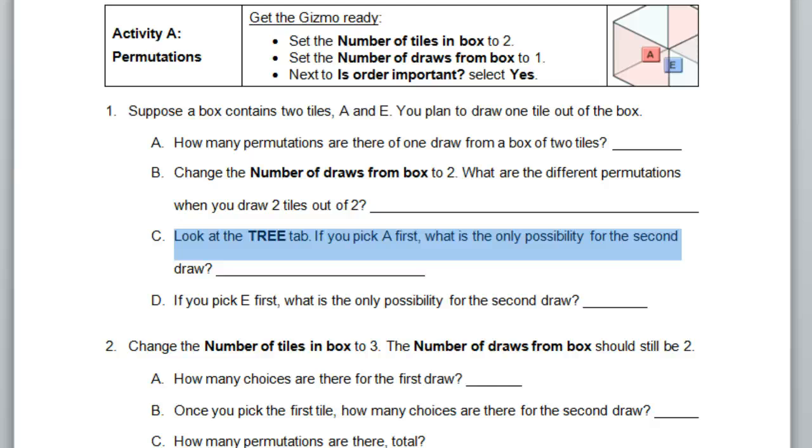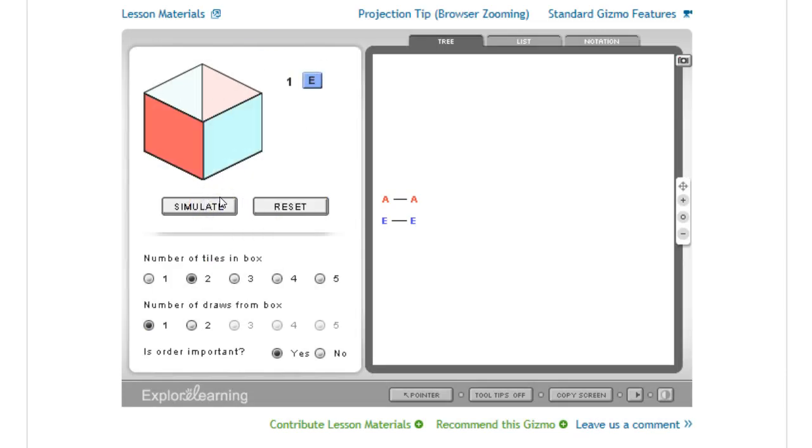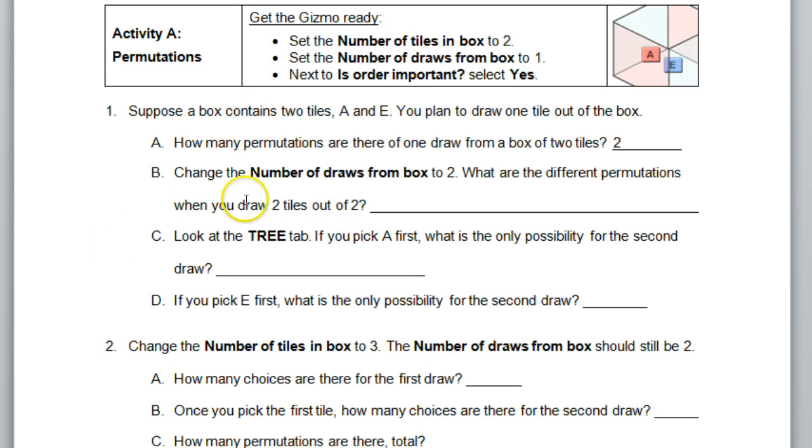So let's look at question 1. Suppose a box contains the 2 tiles A and E, and you are going to draw 1 tile out of the box. How many permutations are there of 1 draw from a box of 2 tiles? Well, it's either A or E, so in this case we have 2 possible permutations. Simulating that, we simulate 1 draw, we get an E. Simulate another draw, we get an A, and if we were to do it a few times, we'd get A, E, and so on.